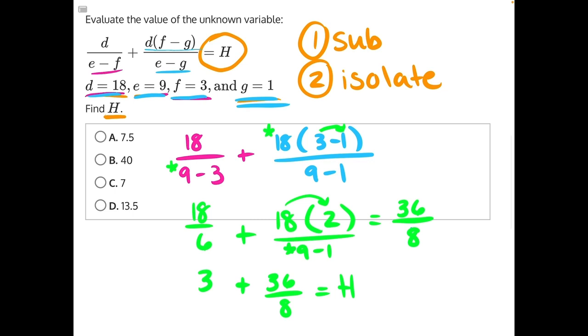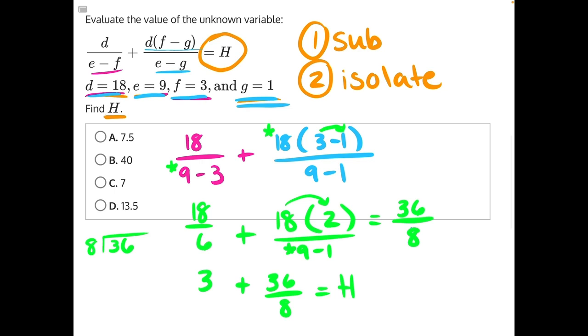Now you have a couple of options for what you could do here. You could change this into an equivalent fraction with 8 in its denominator, and add these two together to find your h value. Or you could divide 36 by 8 and change it into a decimal. And I'll show you how to do that now.